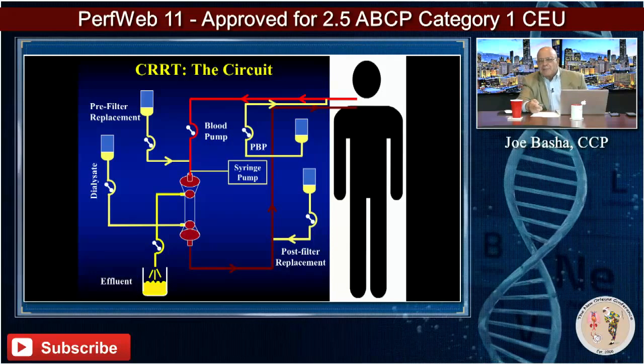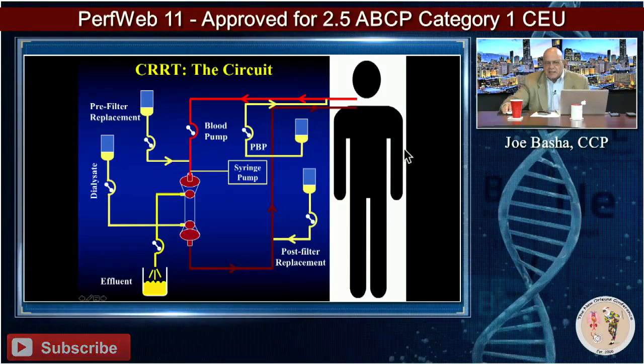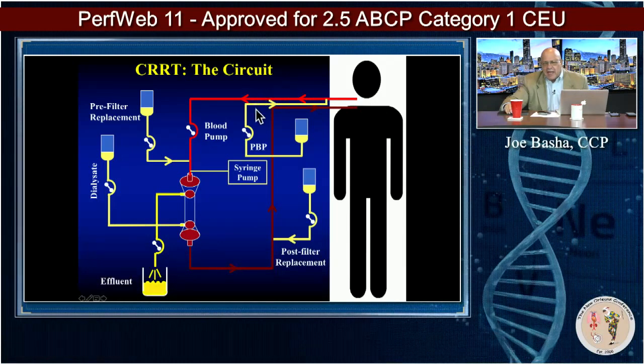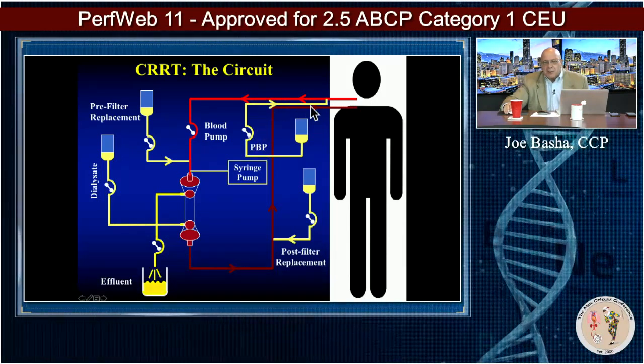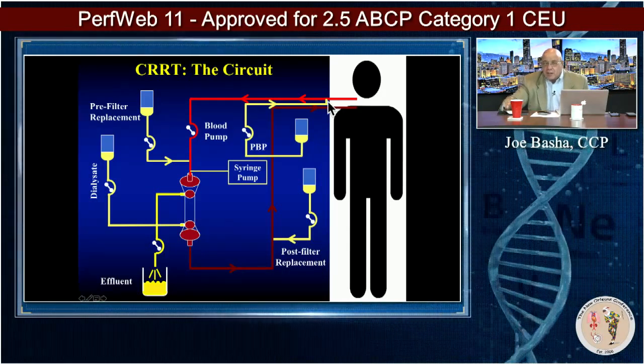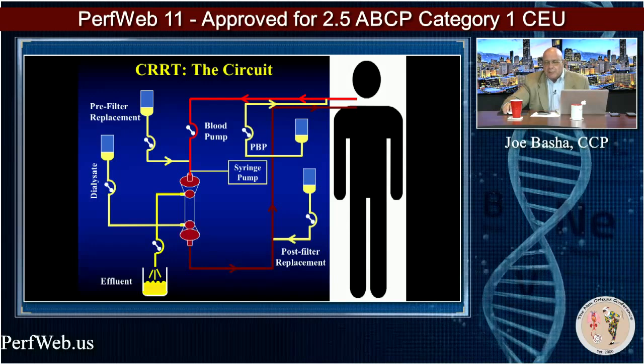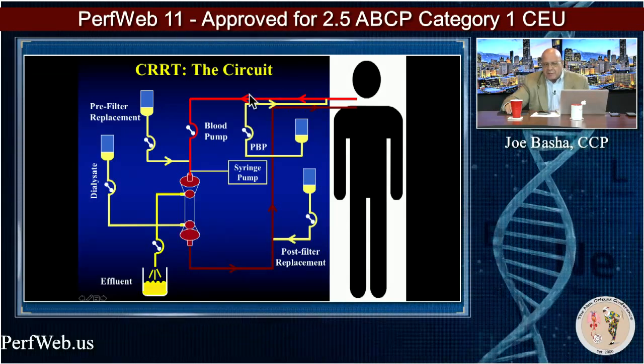I appreciate it. So here is a basic circuit that you can look at. You can see, again, the access is red, and you can have a pre-blood pump, which you frequently use if you want to do citrate protocol, which regionally anticoagulates versus systemic anticoagulation. But I'm going to talk a little bit more about that as we go forward.